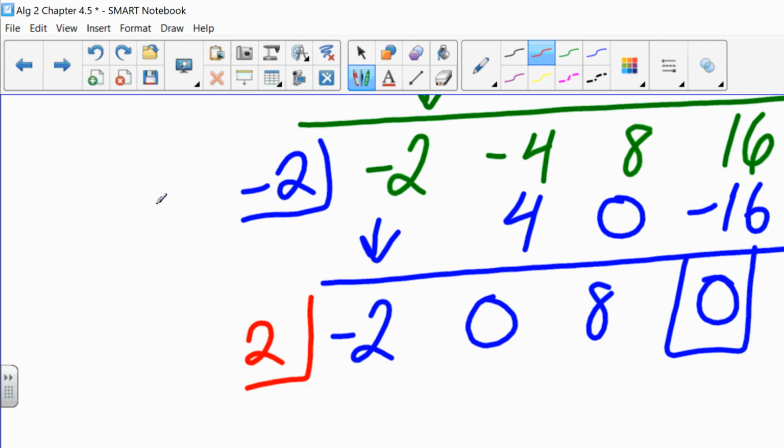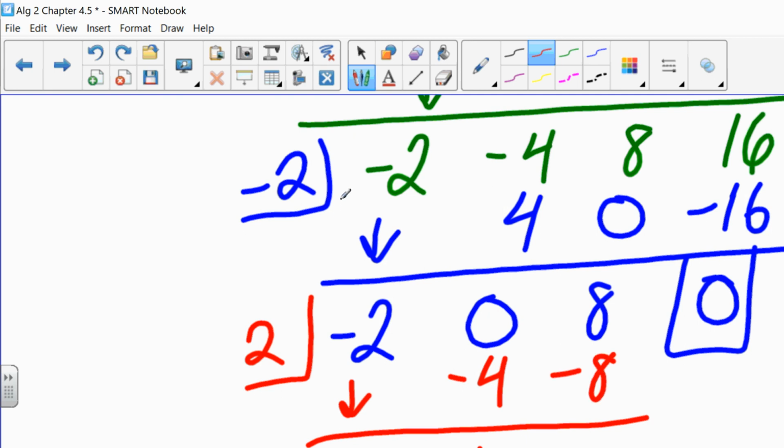Let's try 2 first. Yeah, let's see. Because if it gives us 0, it means it's a solution, yes? So 2 times negative 2 is negative 4. 0 plus negative 4 is? 2 times negative 4 is? And 8 plus negative 8 is?